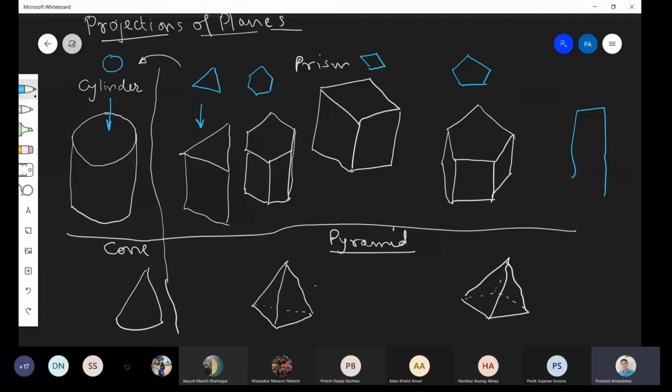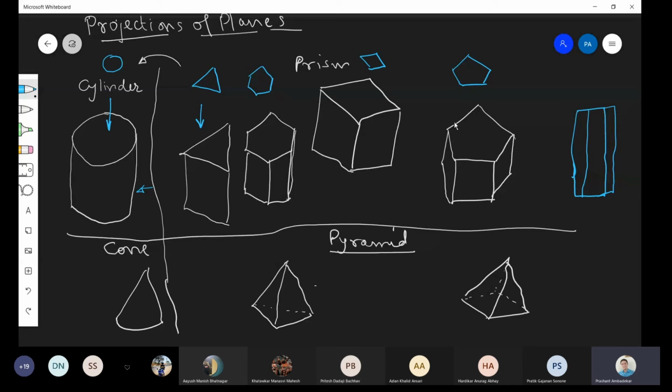Now, every time it will not be a rectangle with just two edges. There can be one more edge like this, or two edges like this, but finally it will be a rectangle. All of these are called rectangles. Even a cylinder, if we see it from the front view like this, will be a rectangle. Hope the things are clear till here. Yes, sir. Okay.